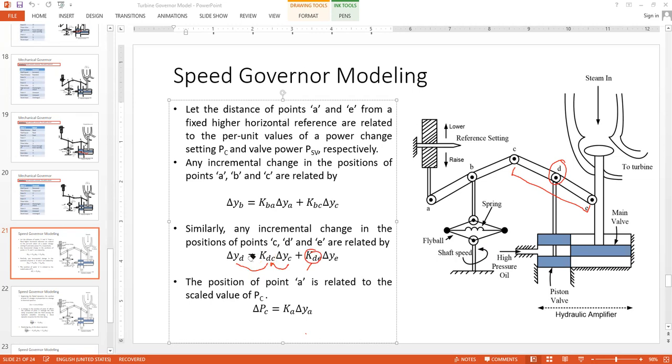Okay. So now if we want to relate point A with the commanded power, the commanded power was represented by PC. Any change in the position of point A is again proportional to the commanded power, PC. So del YA should be proportional to del PC, or del PC proportional to del YA, and we simply bring a proportionality constant KA just to establish the equation from the proportionality relationship.